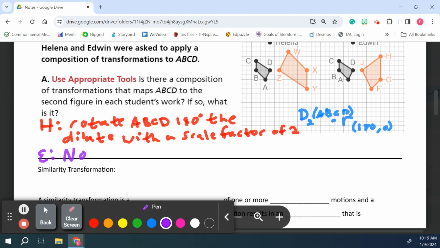There is no composition of transformations. So remember from yesterday, the shape might get bigger or smaller, but it still retains its overall idea of the shape. It's not going to do anything different or special with just one of the vertices or just one of the sides.